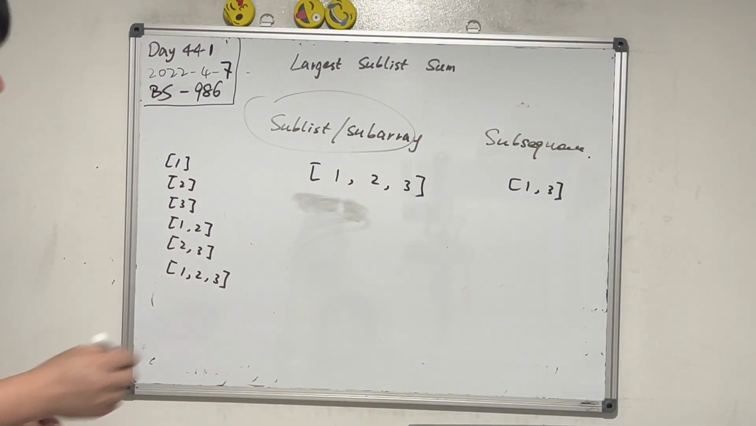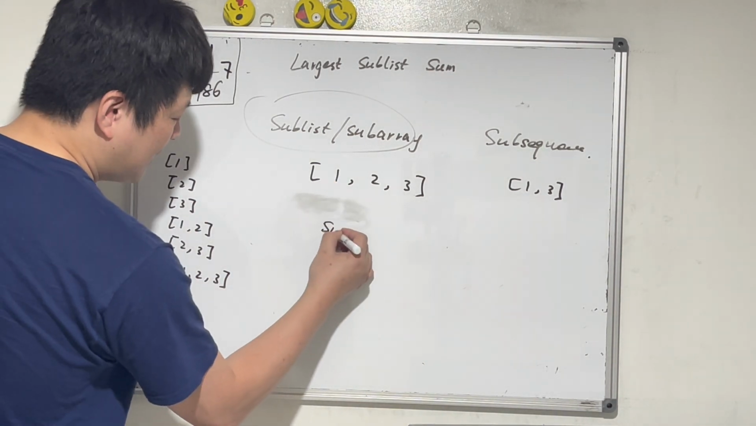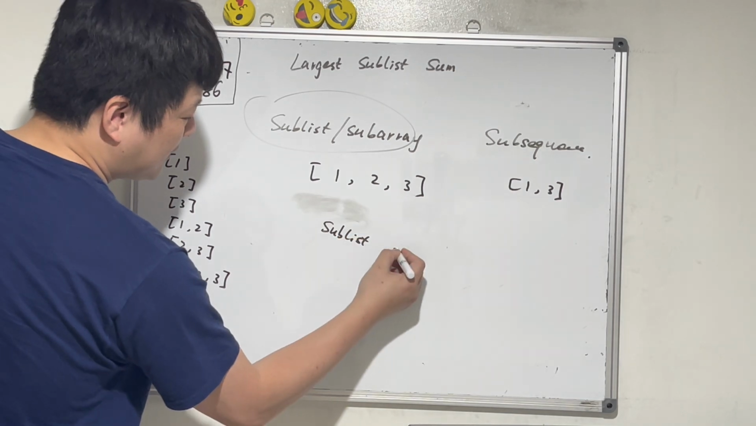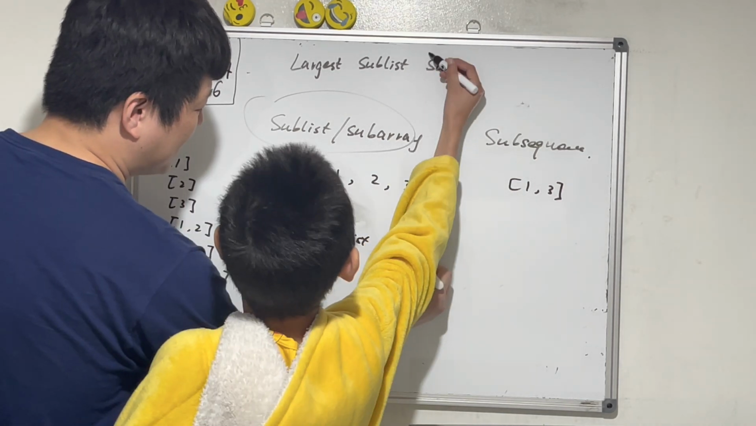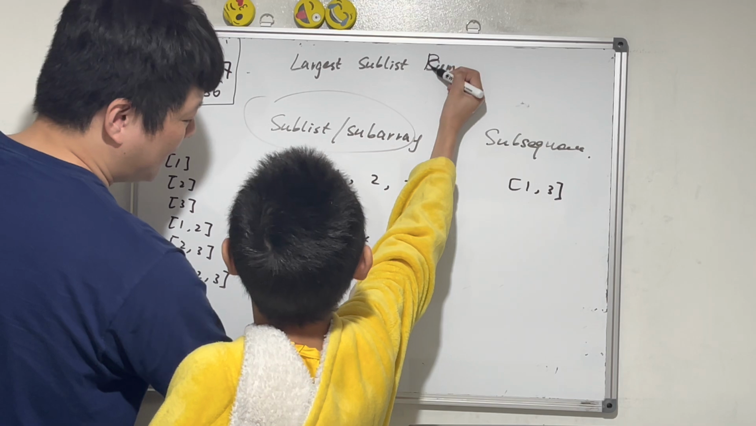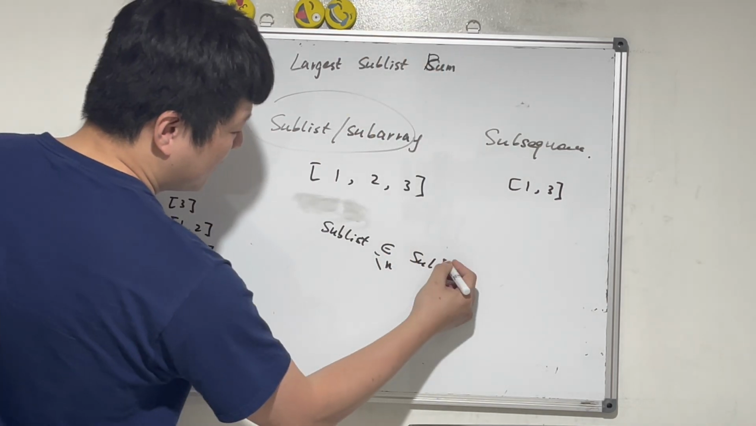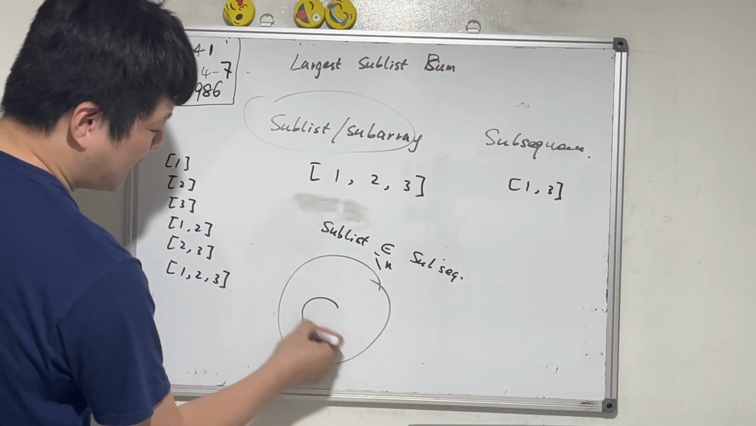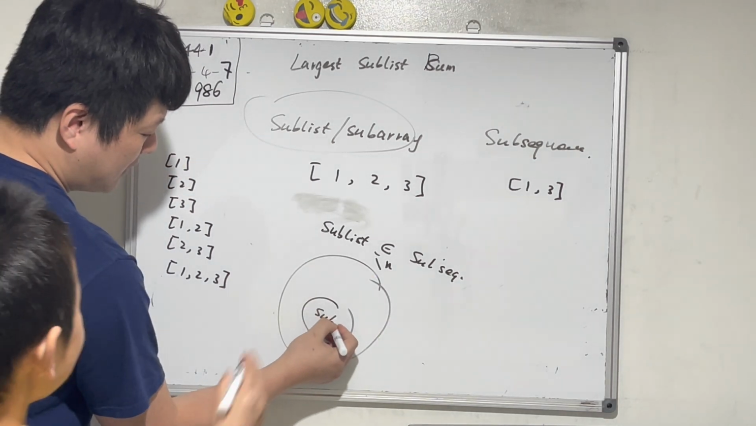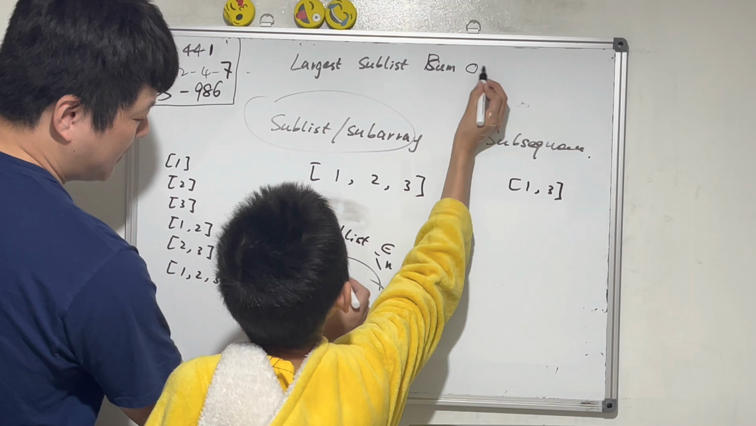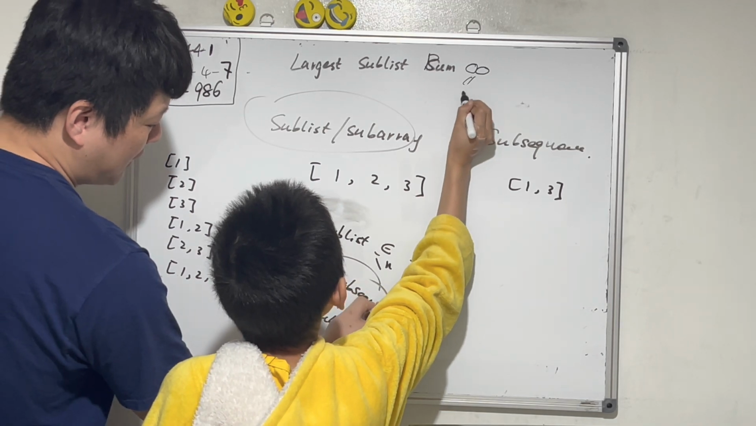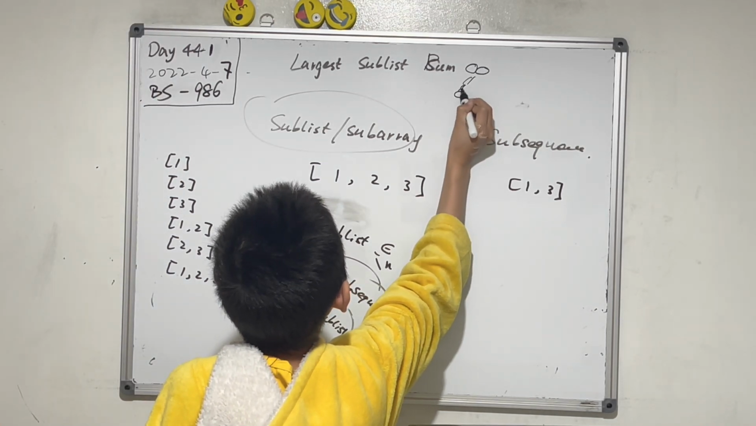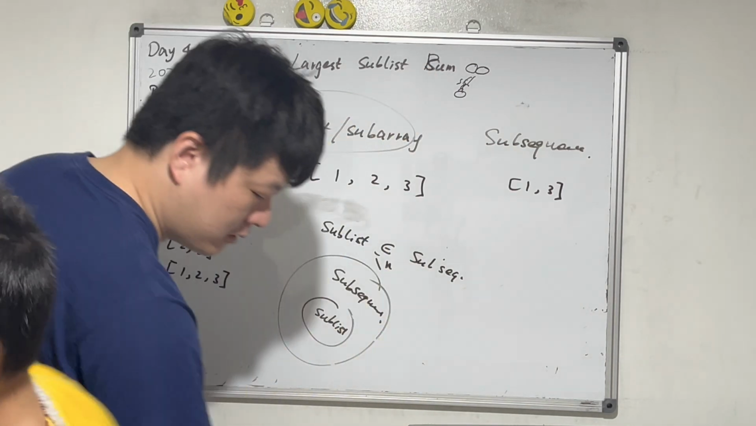So a sublist is part of a subsequence. If we draw a set, here will be the sublist, and then here will be the subsequence, because a subsequence includes the sublist. Okay, that's it.